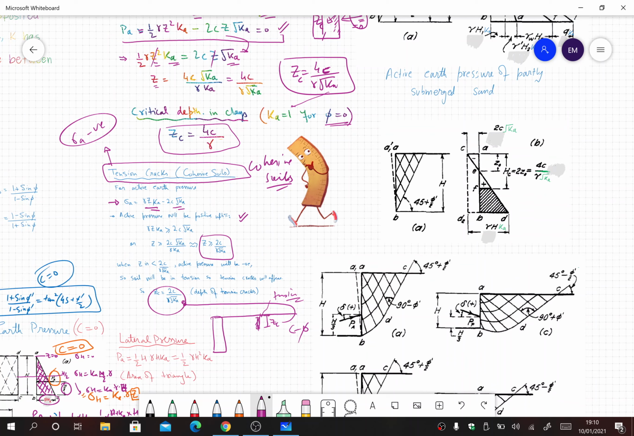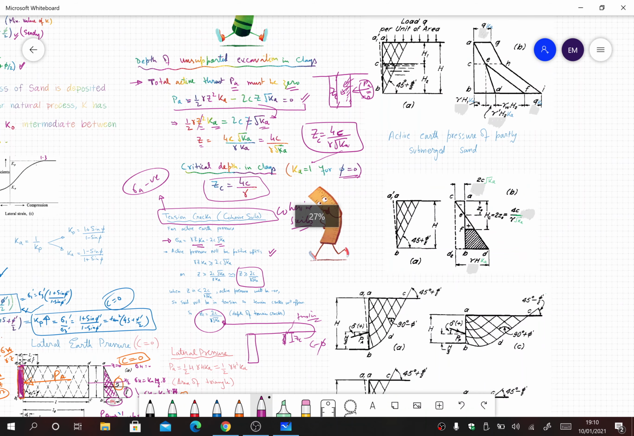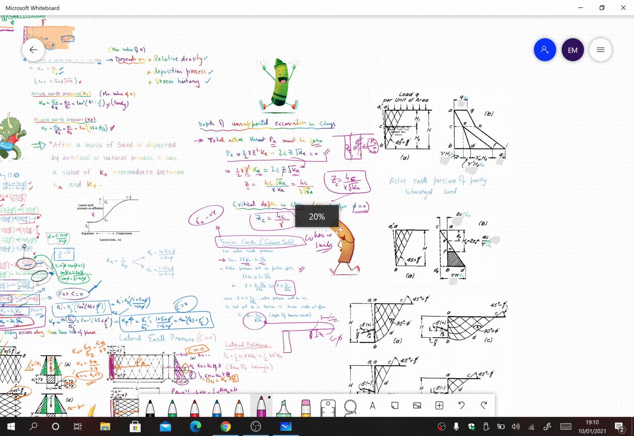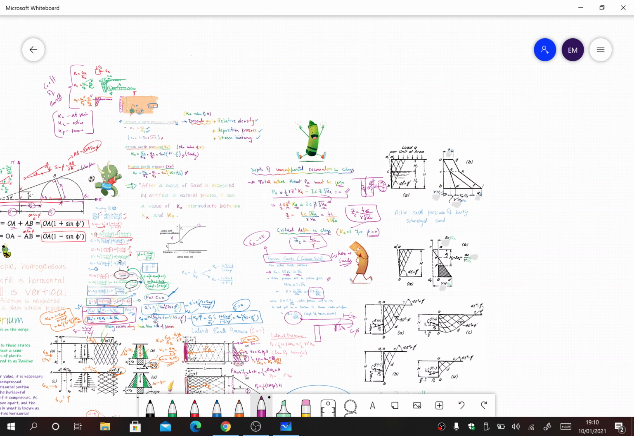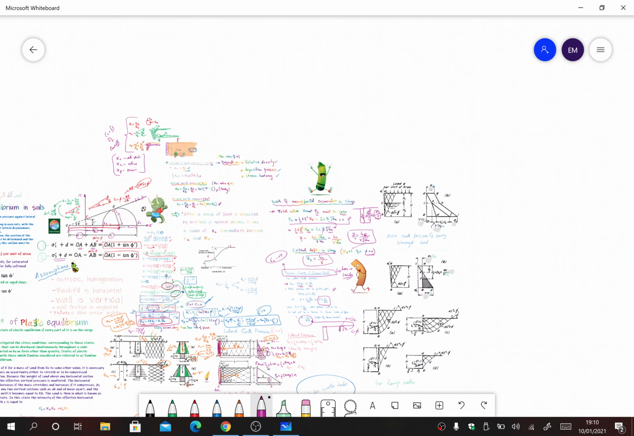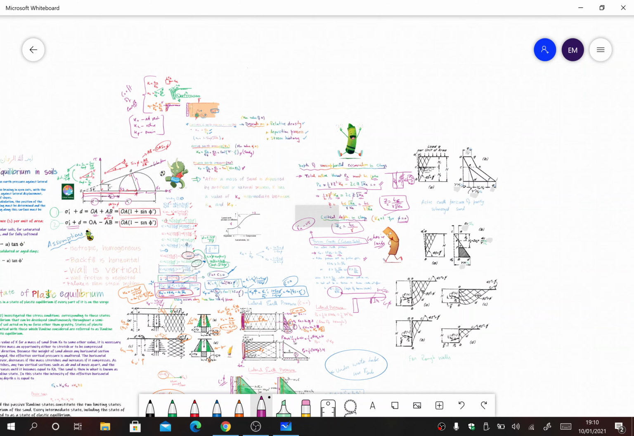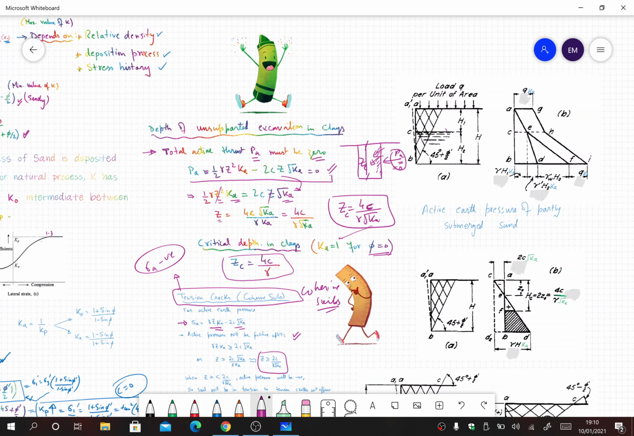So this was pretty much all about Rankine's earth pressure theory, which considers both the active and passive cases, and we learned how to calculate the force in the case of active and passive conditions. And one important thing is that if you are working under the water table, then while calculating the force, you replace gamma with the submerged value, gamma dash, that is gamma saturated minus gamma w.